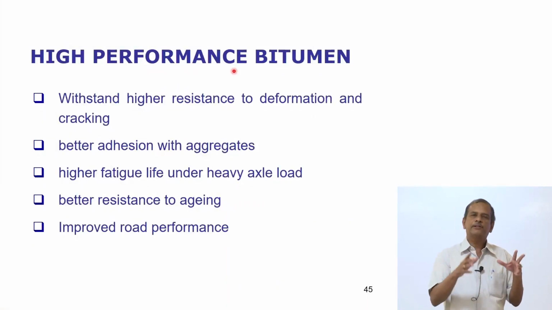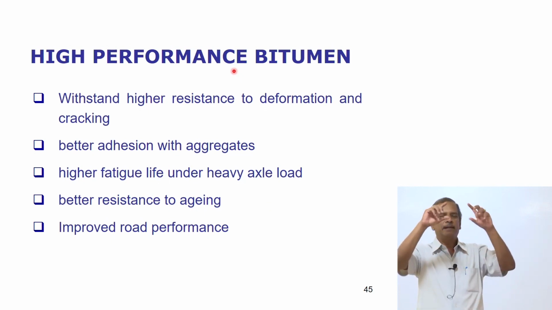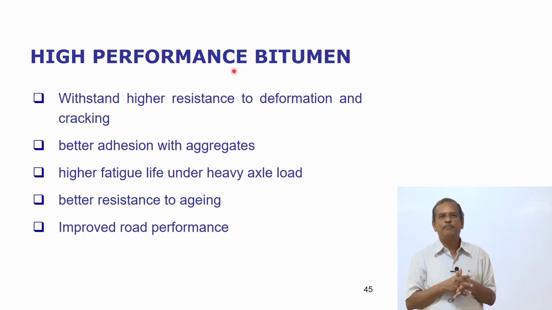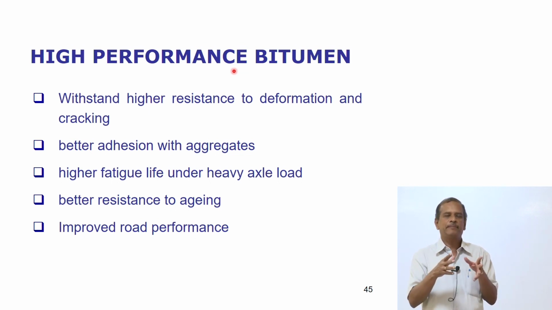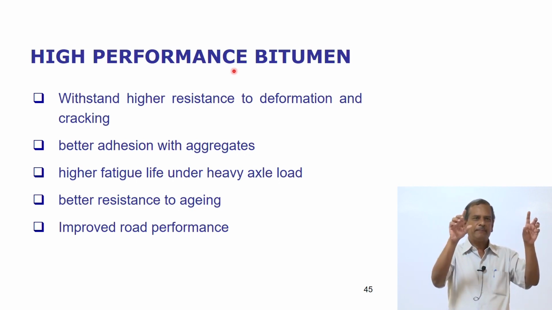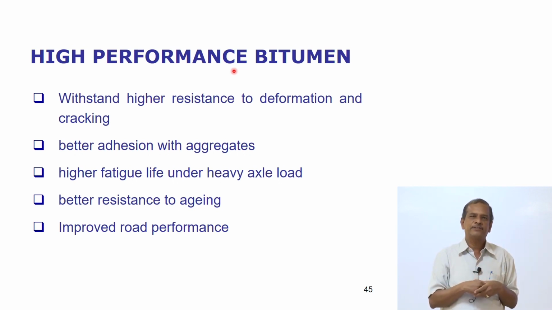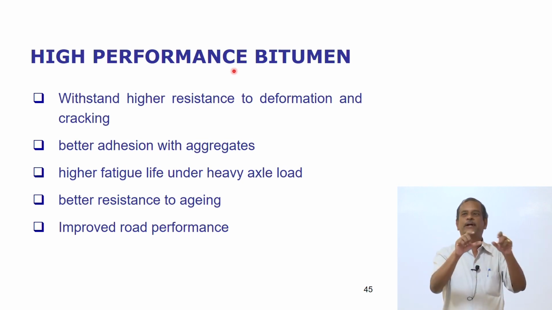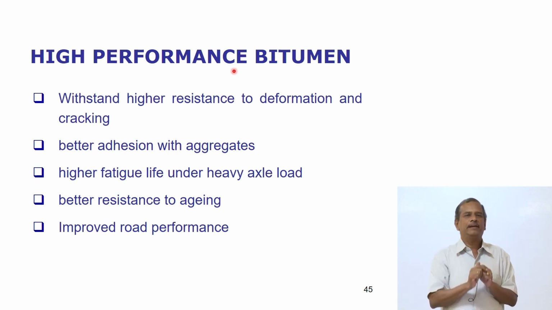Alternatively, you can also use high performance bitumen. Normally, we use bitumen in the top layers. It's called asphalt in America. It's called bitumen in British. Since we follow British terminology, we call it bitumen. So this bitumen, when used in a top layer, it has to withstand a high resistance to deformation, and a repeated application of loads. It should not rut. It should not crack. So can I modify the binder that is used in the top layer? Yes, you can use that.